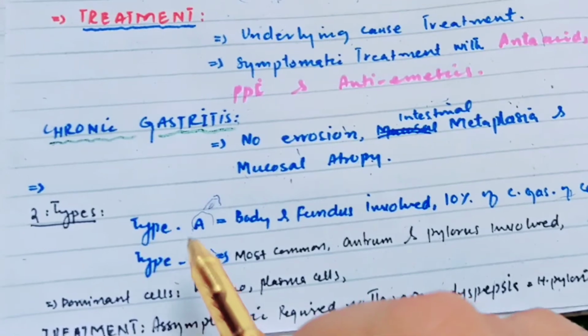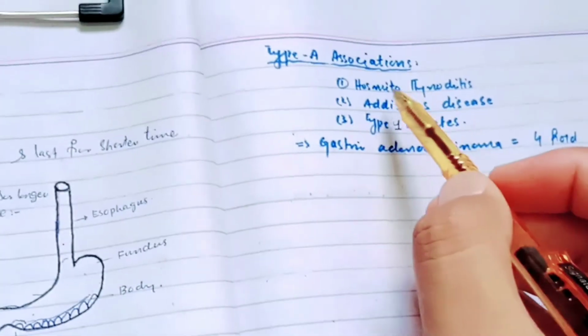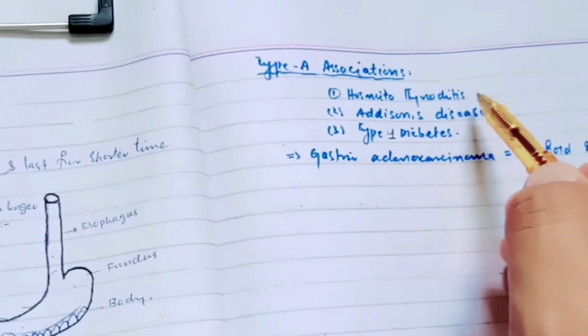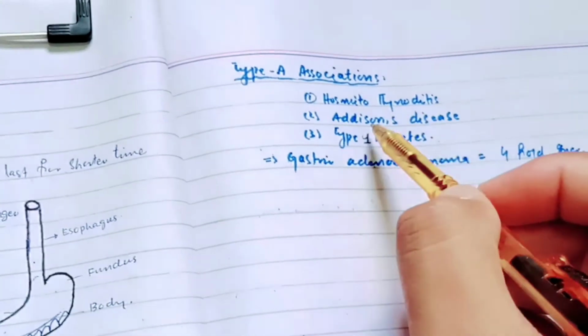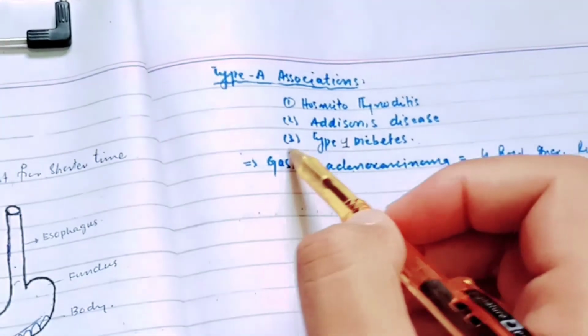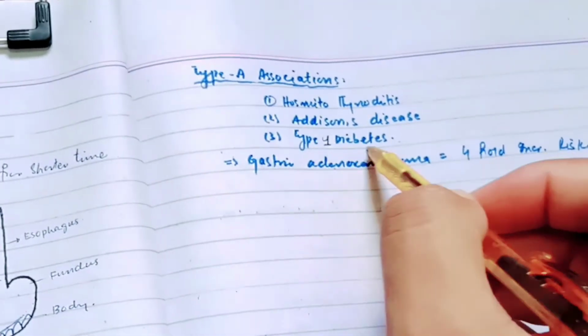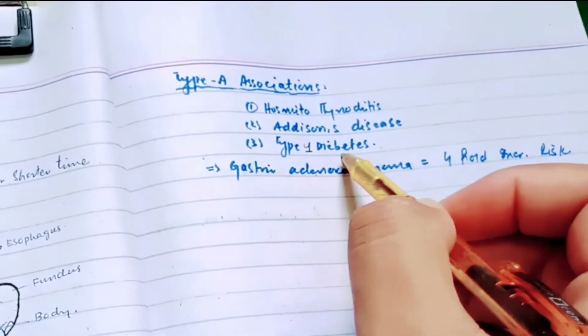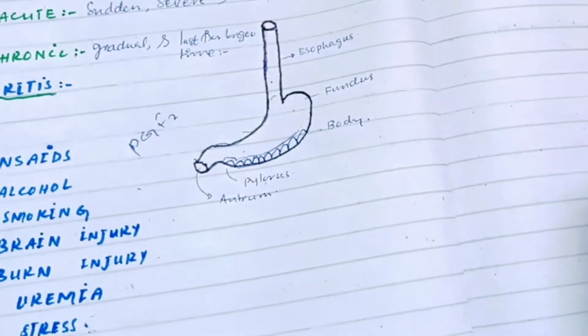And type A gastritis may be associated with Hashimoto thyroiditis, in which autoantibodies are produced against the thyroid follicular cells. And Addison disease, which is also an autoimmune disease, and type 1 diabetes, which is also an autoimmune disease against the pancreatic Langerhans cells.